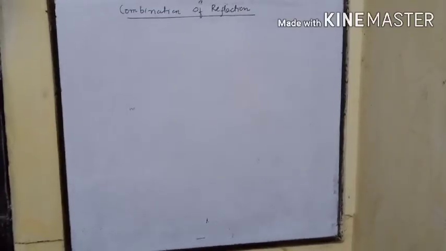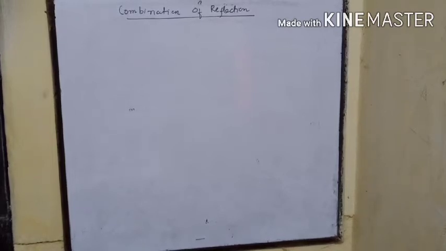A combination of reflections we are going to study. A combination of reflections means if a point is there, its coordinate is (x, y). At first it is reflected in x-axis, and the reflected point is again reflected in y-axis. Or that point is first reflected in y-axis, and later on reflected in x-axis. Or that point is reflected in x-axis at first, and then it is reflected in origin. Then you have to find a single transformation in such cases. So we are going to see that one.